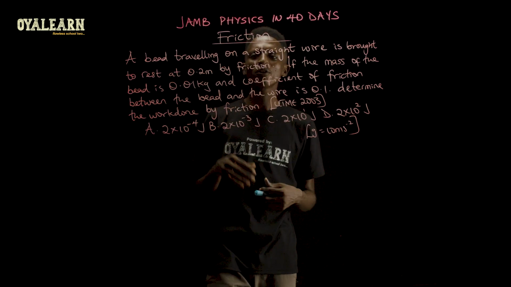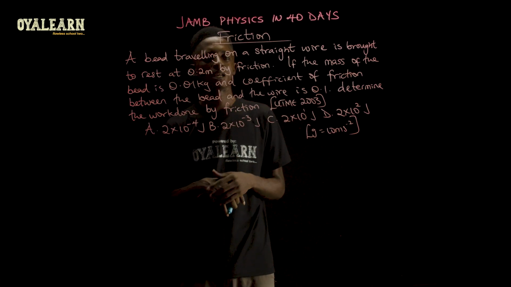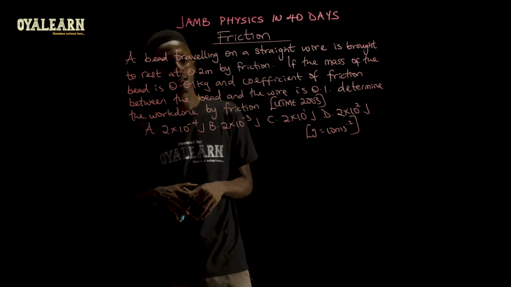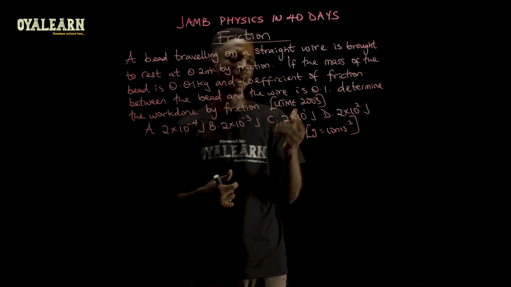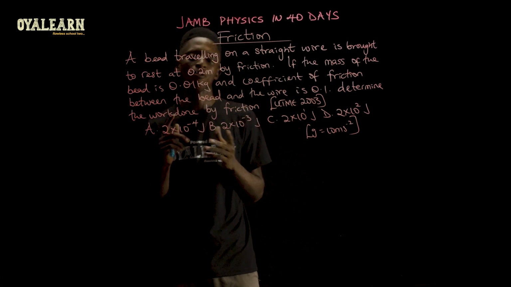A bead traveling on a straight wire is brought to rest at 0.2 meters by friction. If the mass of the bead is 0.01 kilogram and the coefficient of friction between the bead and the wire is 0.1, determine the work done by friction.